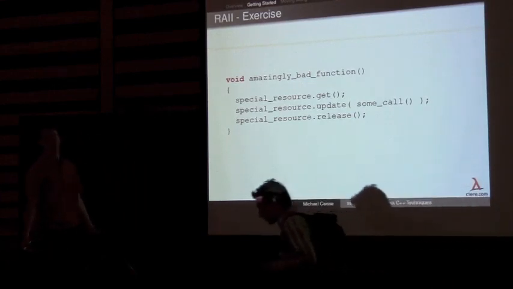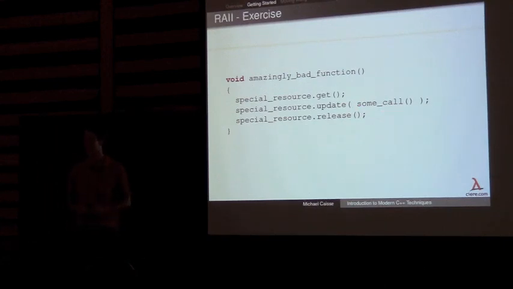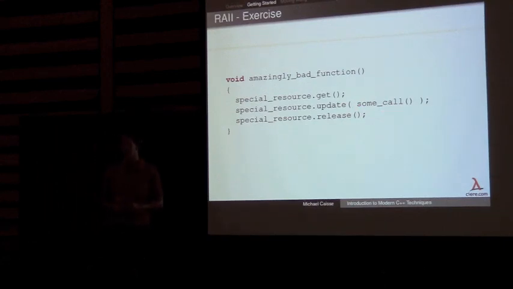We have a special resource, we're going to get it. We're going to do something here. Special resource update, some call, and then we're going to release it. What happens if some call throws? Yeah, the resource is not going to get released. Your very first exercise, quickly write a wrapper that will do the right thing.